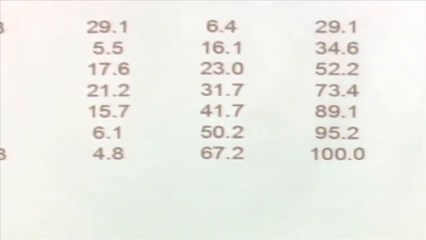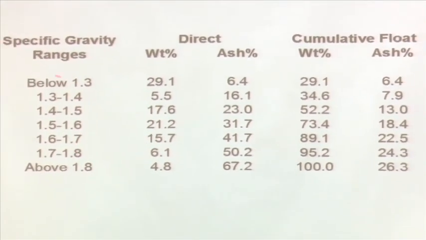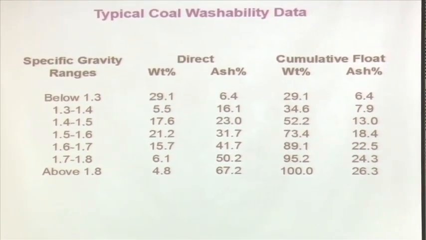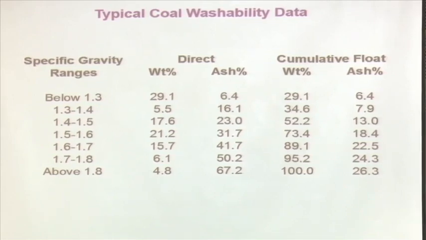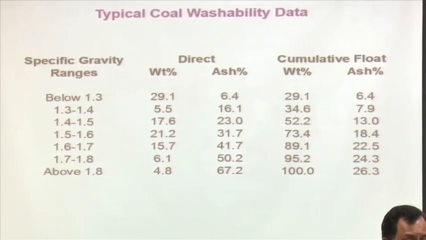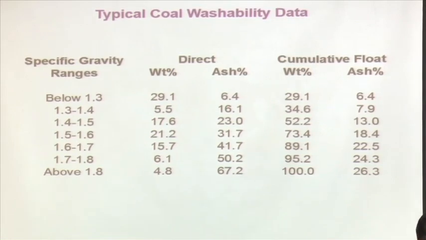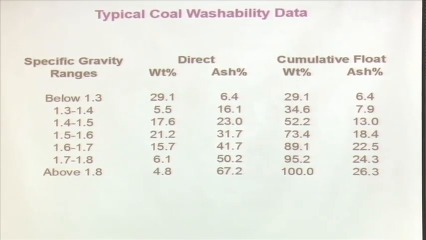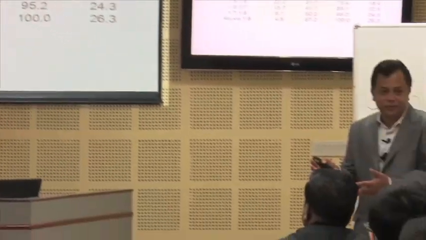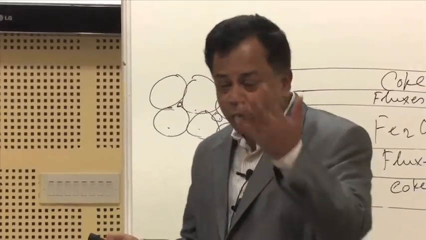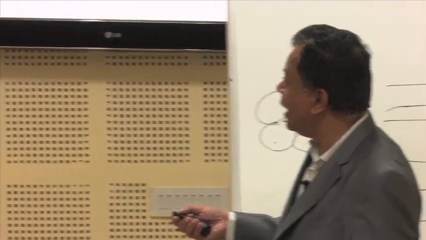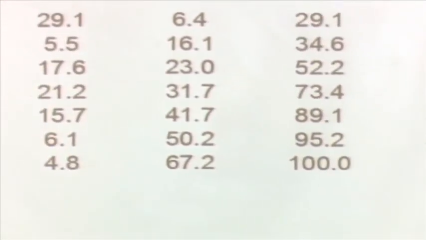Now what do we do? Suppose I note down the data like this: below 1.3, that means the particles are lighter than 1.3 specific gravity, their density is in between 1.2 to 1.3. Now, out of the total population, that 5 kilograms, how much of that is floated? I can calculate that also, because I can weigh them. Suppose that is 29.1% of the total population.